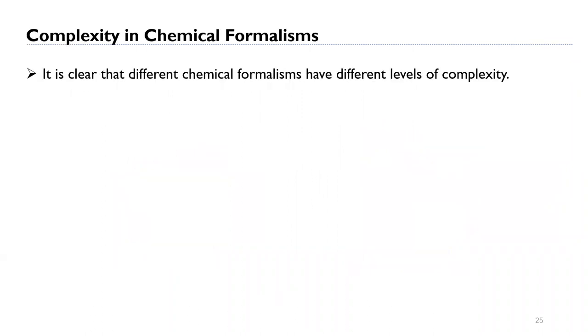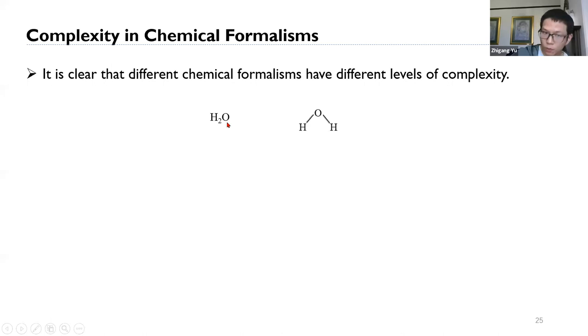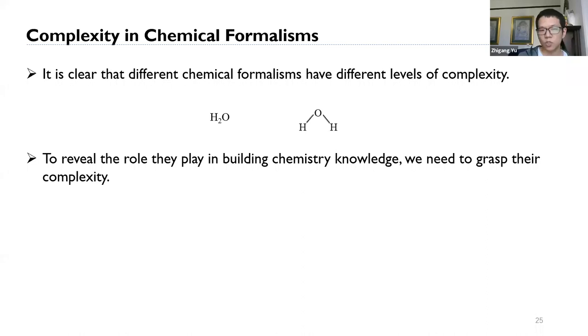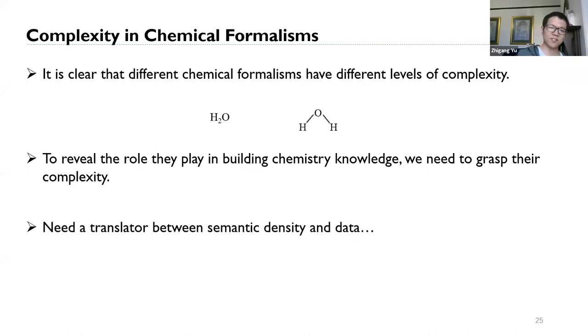As I showed you the different kinds of chemical formalisms, it is clear that different kinds of chemical formalisms have different levels of complexity. For example, this is a molecular formula. It shows the meaning of composition. For example, this is composed of two hydrogen atoms and one oxygen atom. And for this structural formula, it not only shows the composition of the atoms, but also covalent bonds, and the arrangement of these atoms. So these different formulas have different levels of complexity. A problem is that if we want to see the role these formulas play in building chemistry knowledge, we need to grasp their complexity. So we need to translate between semantic density and the data. This is the primary work that I'm doing, and I'll show you how I did this.